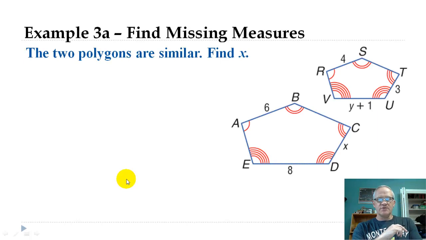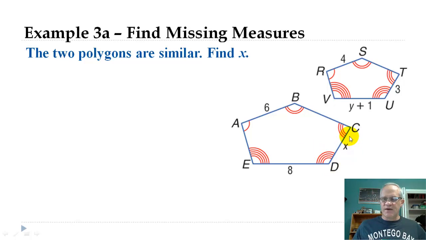All right, so now we're going to find some missing measures in similar polygons. It tells us here that these are similar, and it tells you which angles are all the same. We can see that it's angle 1, 2, 3, 4, 5, and 1, 2, 3, 4, 5. So they're set up where they match in their orientation with what sides go with what sides. So if we want to find x, we've got to find what it equals.